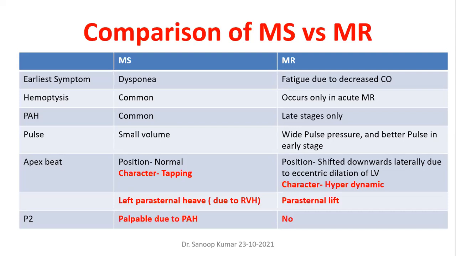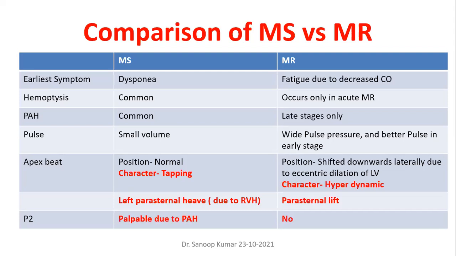The other thing is left parasternal heave. In mitral stenosis, as I told you, in later stages the parasternal heave can happen due to pulmonary artery hypertension, and that will reflect into your right heart, and you will have right ventricular hypertrophy, a right ventricular heave. So you will get a left parasternal heave due to right ventricular hypertrophy.